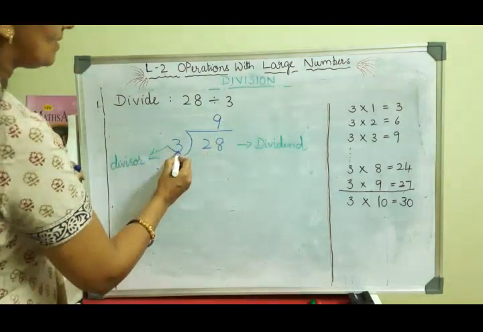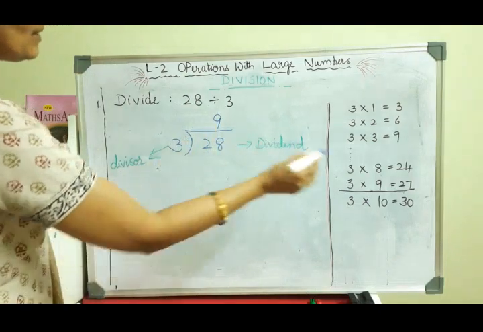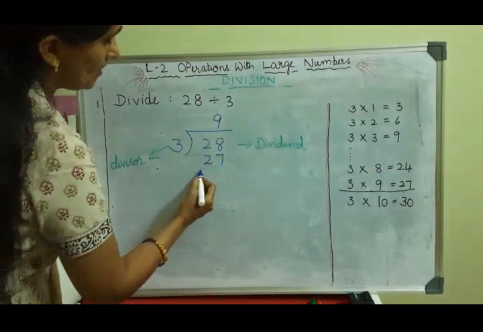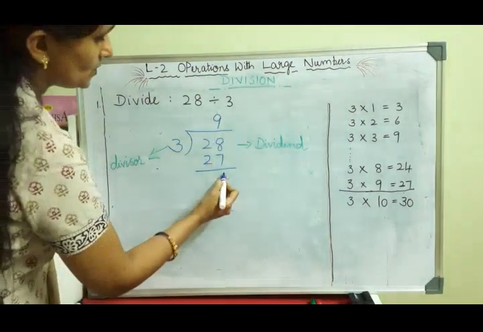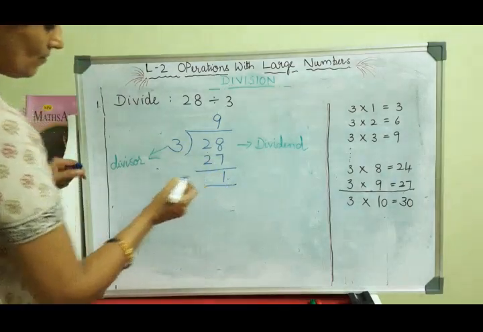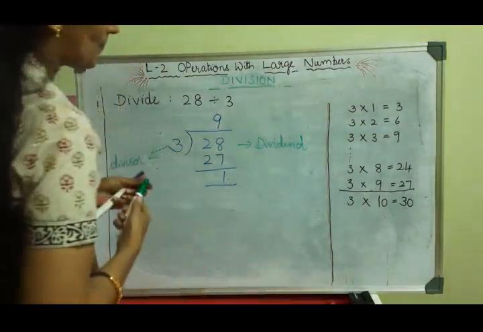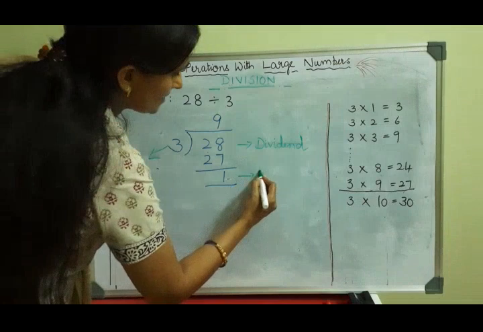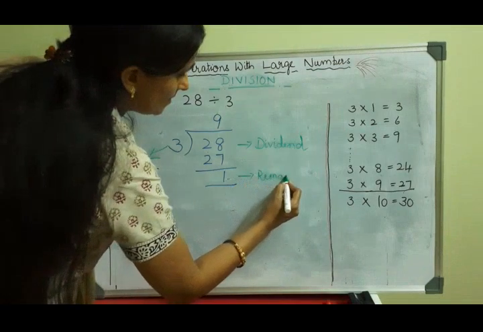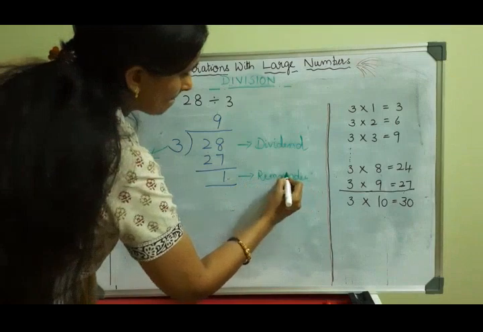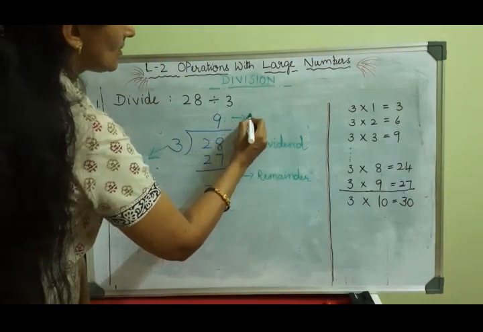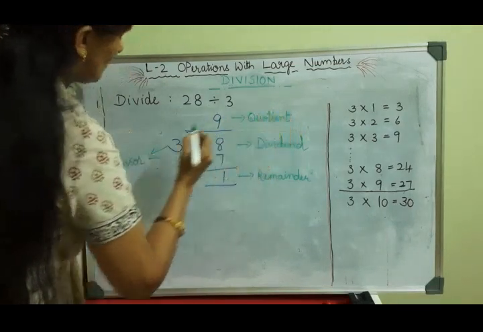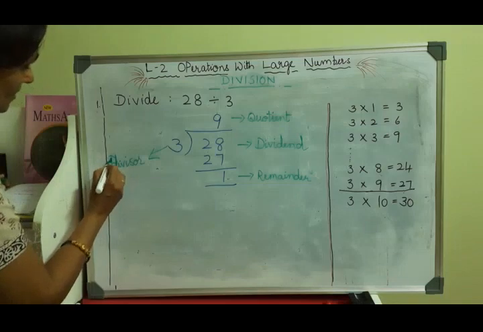Now you have to multiply the divisor by this quotient. Since we have written the multiplication table there, writing the product is very easy now. It is 27. Now you have to subtract 27 from 28. It is 1. 1 is called the remainder. We cannot divide the number completely, so 1 will be remaining. It is known as the remainder. Here 9 is known as the quotient. Make this also a capital letter.